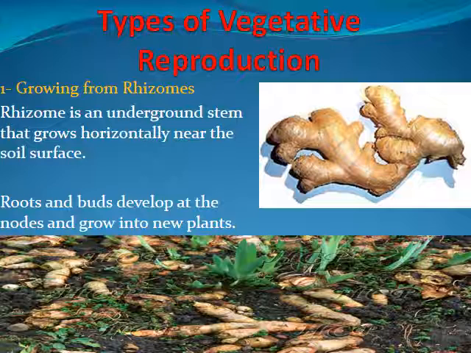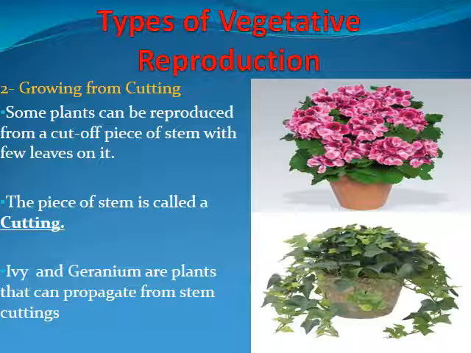Let's start with the first one, growing from rhizomes. What are rhizomes? Yes, Celia, can you define rhizomes, please? It's an underground stem that grows horizontally near the soil surface. Excellent. They are underground stems. They grow horizontally near the soil surface, where roots and buds develop at the nodes and grow into new plants.